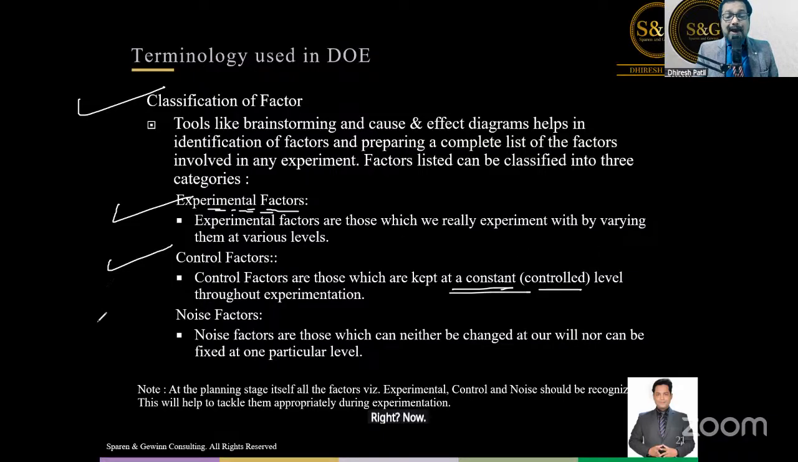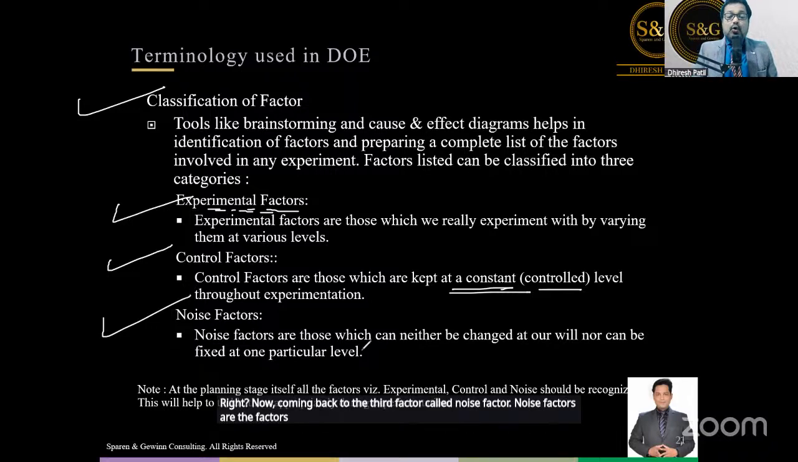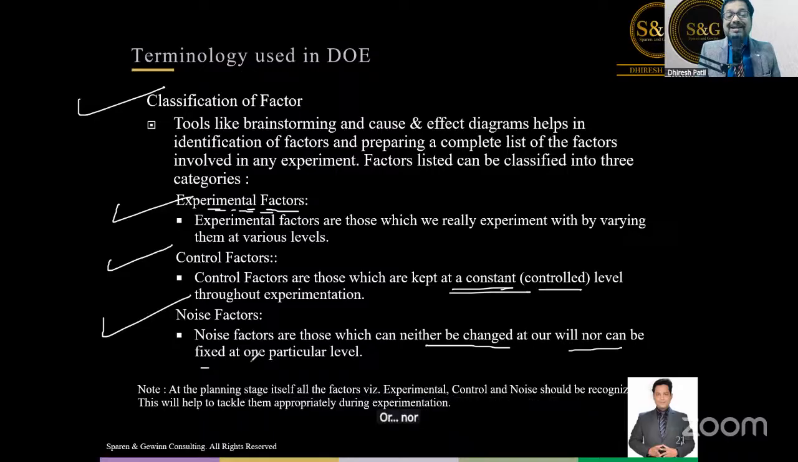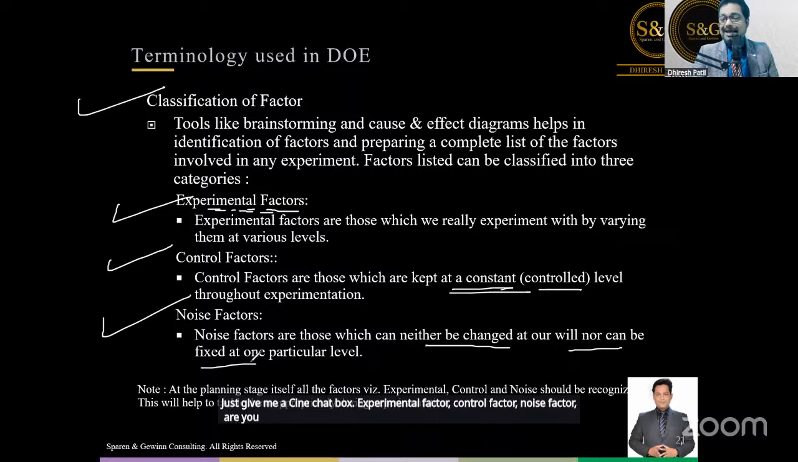Now, coming back to the third factor, called noise factor. Noise factors are the factors which can neither be changed nor fixed. For example, the environmental temperature, the environmental humidity, the wind flow. These are not controllable factors, so those are called noise factors. Are you clear? Experimental factor, control factor, noise factor. Are you clear with this? Just give me yes.